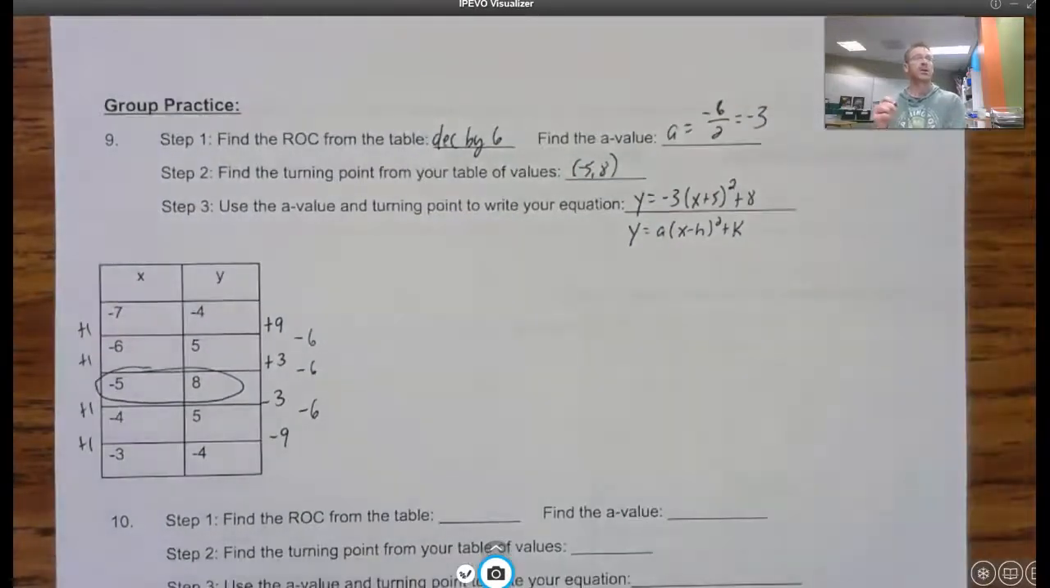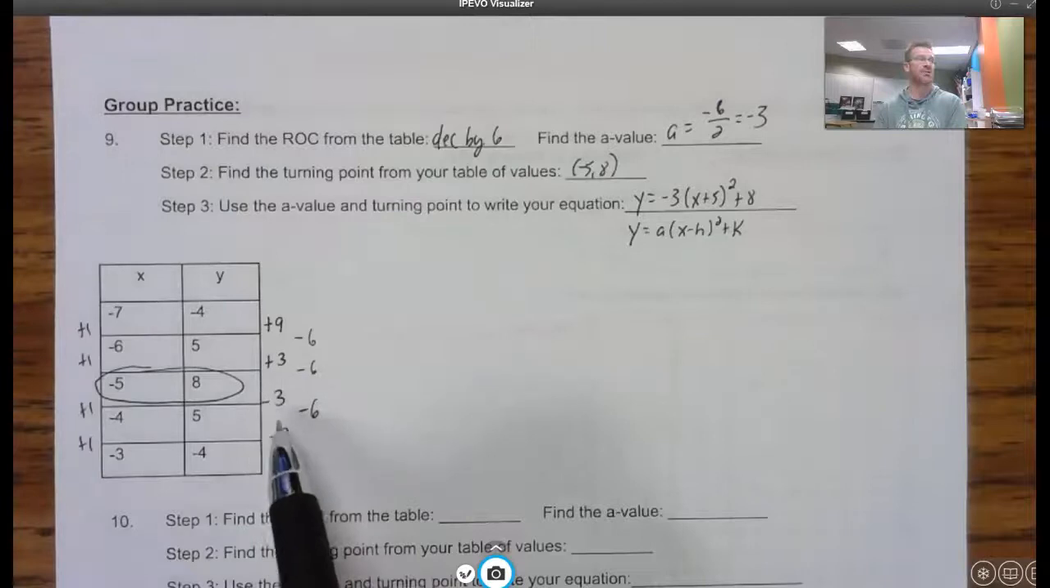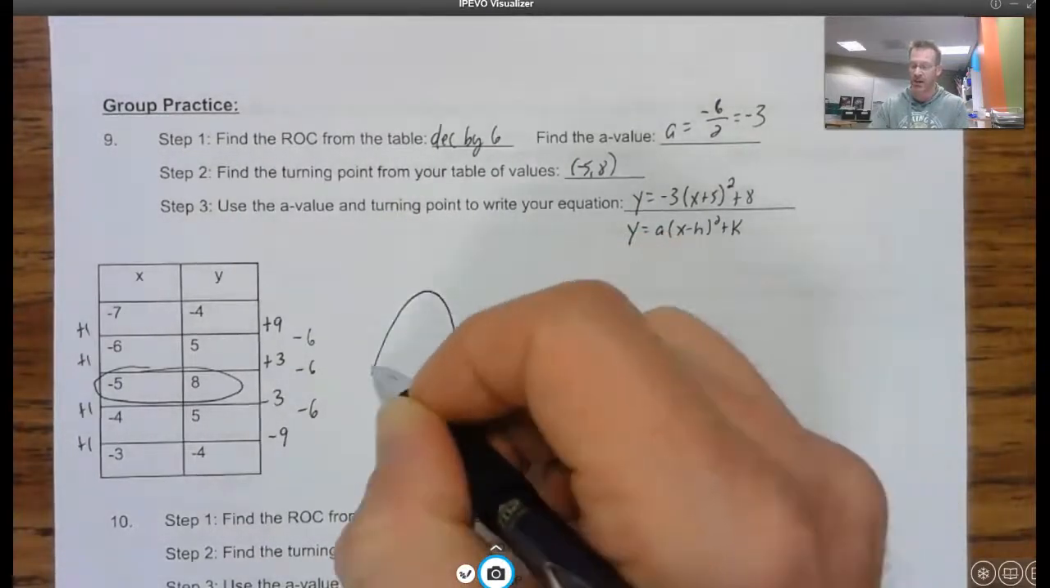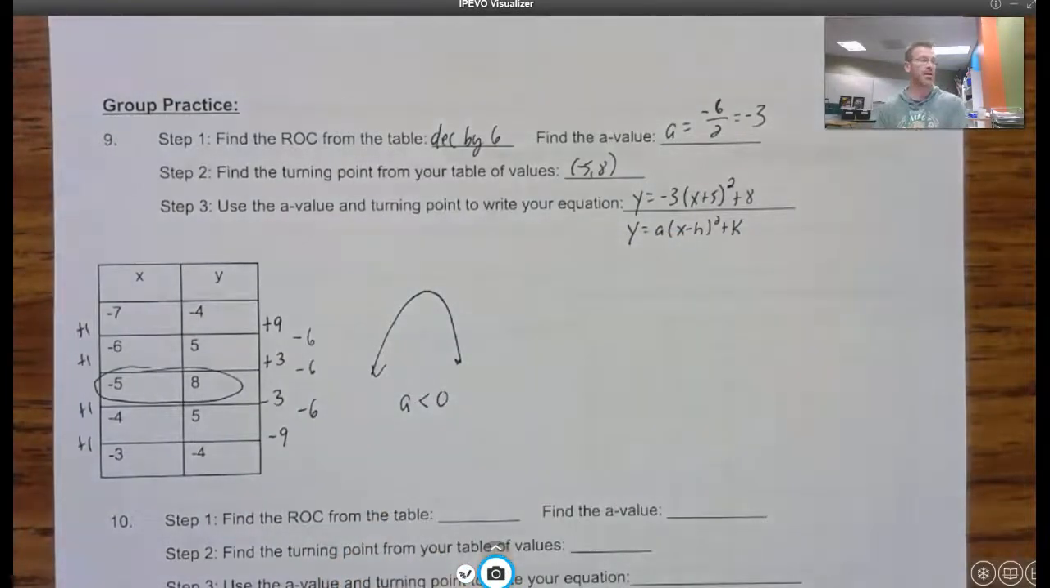Now, the other thing, just like what we did with our absolute value, you can sketch this to make sure your a value is correct as far as whether it's positive or negative. So notice I have a positive rate of change, a positive rate of change, a negative rate of change, and a negative rate of change. So that means it would have gone up, hit that turning point, and then come back down. So that tells us that our a has to be less than 0 because it opens down.